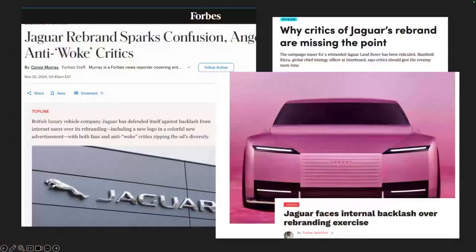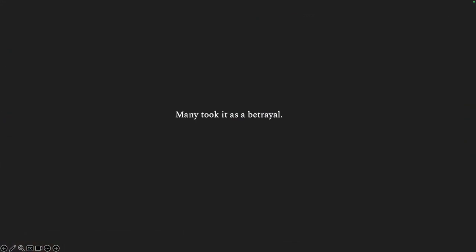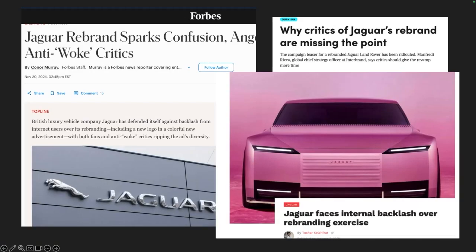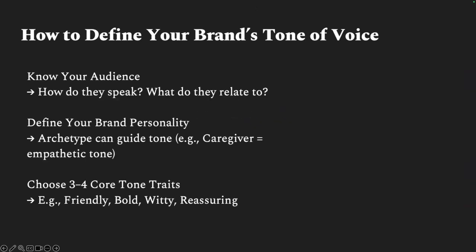So you can see how important an archetype is, because you use the archetype to connect to your audience, right? They are trying to do too much at one time, right? They are trying to turn 180 degrees too fast. Okay, so many took it as a betrayal. Okay, so how do you define your tone of voice? You need to know your audience. Is your audience ready for a new archetype or not, or rebrand, right? Does your audience relate to what archetype that you want to use? How do they speak, right? What do they relate to, right? What is your brand personality, right?